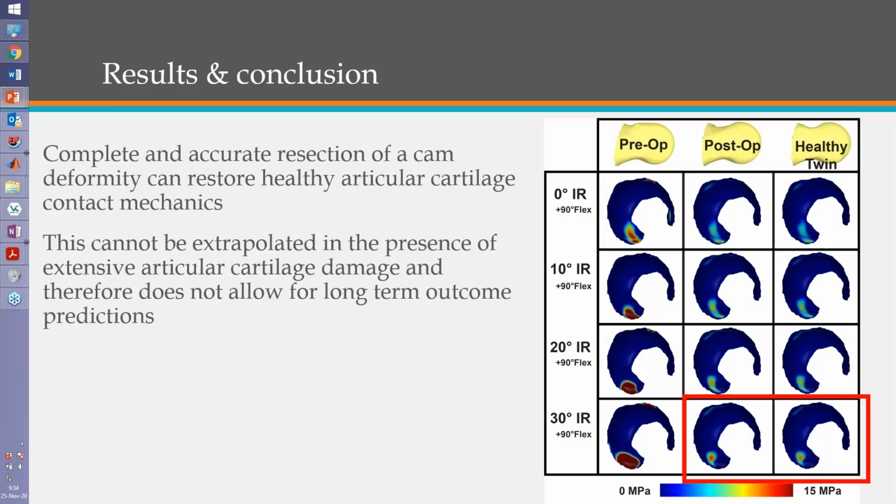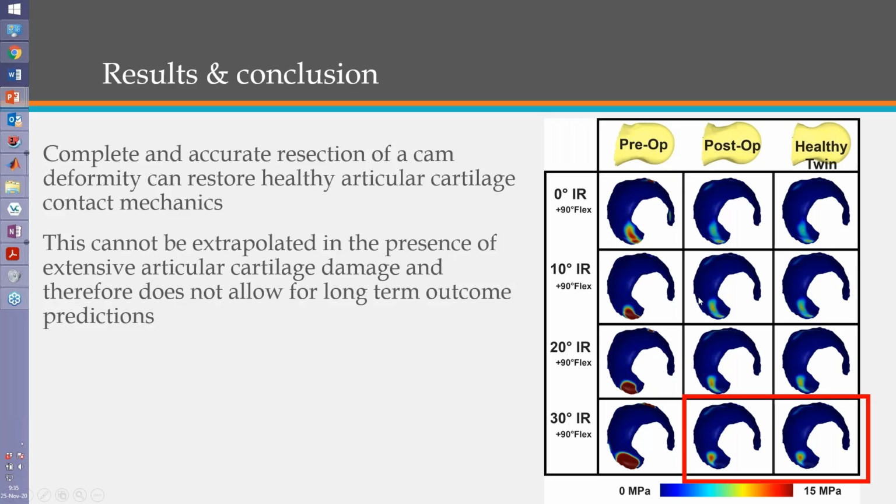So we can conclude that a complete and accurate resection of the CAM deformity at the proximal femoral neck can restore the contact mechanics of the cartilage in the hip joint with CAM FAI. This cannot be extrapolated in the presence of articular cartilage damage, and long-term outcomes are not available with this technique. But we do know that if the cartilage damage is not yet present, the contact mechanical situation can be restored with an intact cartilage.